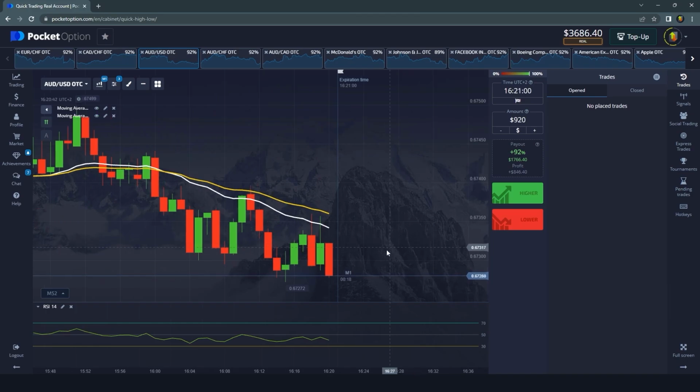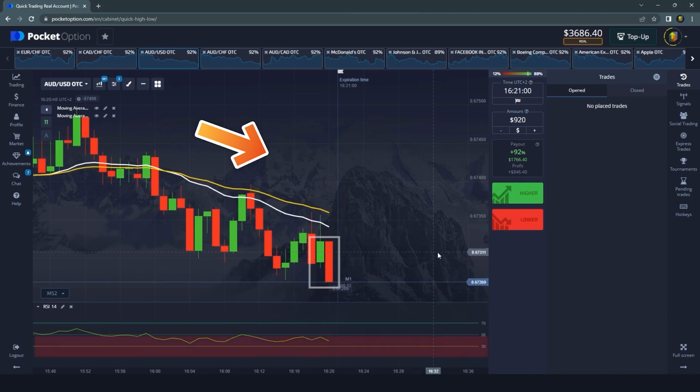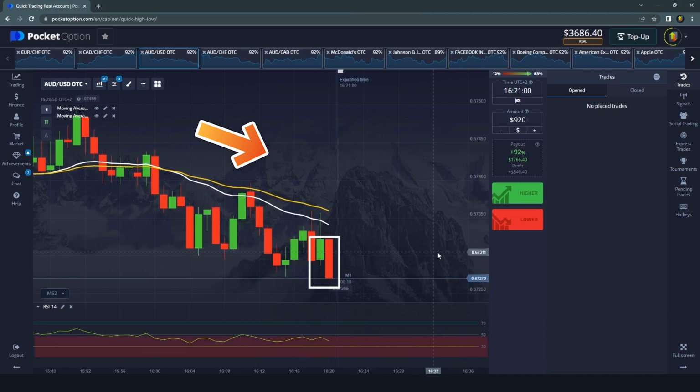In this case, the faster moving average is clearly below the slower one. There is a clear downtrend. RSI is below 50. A bearish engulfing pattern is about to form, so at the close of the candle I'm going to place a bet in the downward direction.